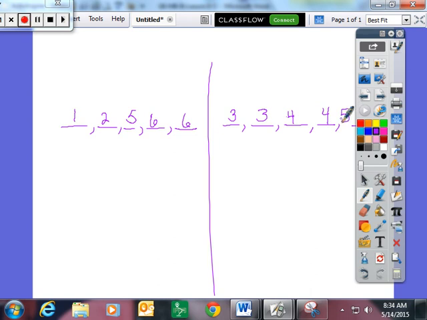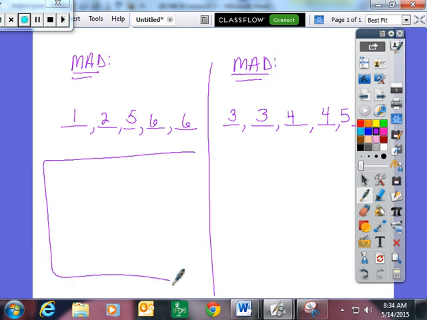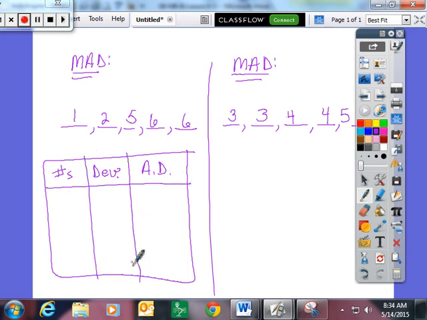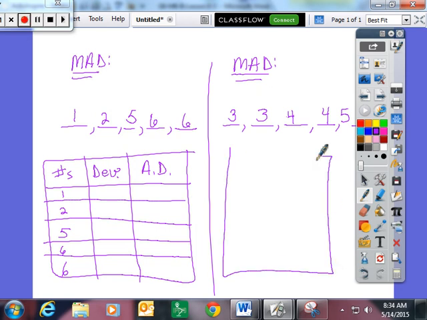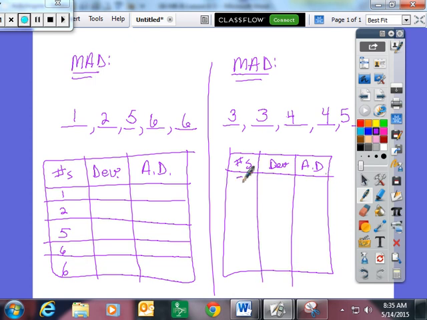Okay? Now, we're going to find the MAD for each one of these to help us understand which set of numbers has more variability. You can pause the video after I make these tables and try it on your own. Numbers, deviations, absolute deviations, okay? Our numbers here are 1, 2, 5, 6, and 6. Okay, over here, I'm going to do the numbers, the deviations, and the absolute deviations. Okay, so I have 3, 3, 4, 4, and 5.